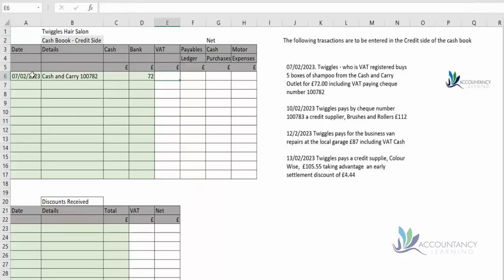Now we need to analyse that payment. Because the payment is the first time this transaction has hit our books of prime entry, in this case the cash book, we must account for the VAT. So let's calculate the VAT and the net value. The gross divided by 1.2 is equal to the net. So if we take the gross of £72 and divide it by 1.2, we are given the net of £60.